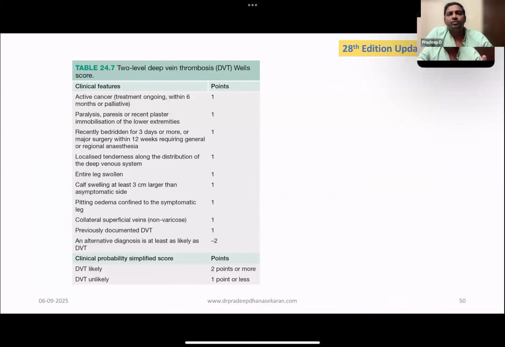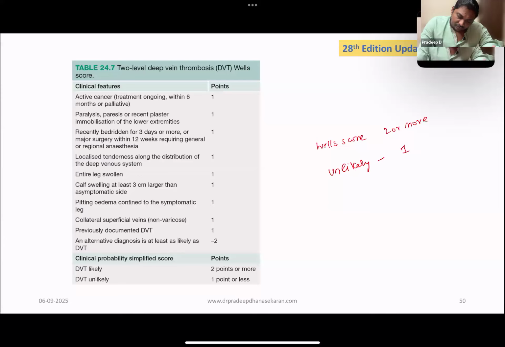There is another Wells score criteria for DVT. We already discussed the Wells score for pulmonary embolism, where pulmonary embolism is likely or less likely. Likewise, for DVT, DVT is likely when the Wells score is 2 or more. DVT is unlikely when the Wells score is only 1 point, because you have a negative point here. That's why the scores are very low.